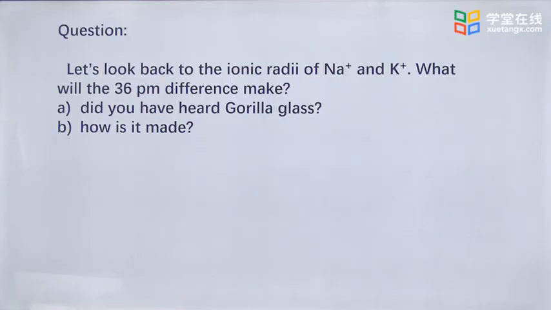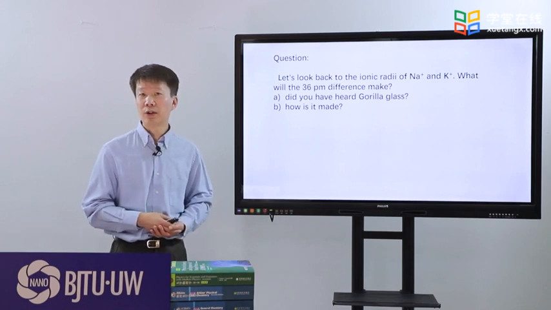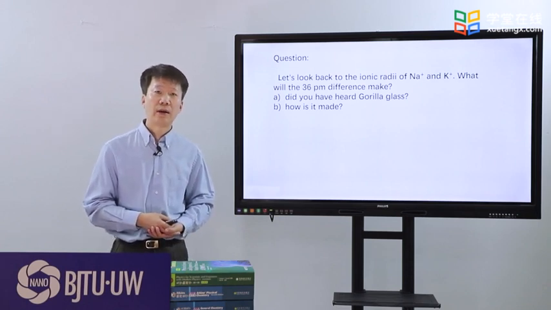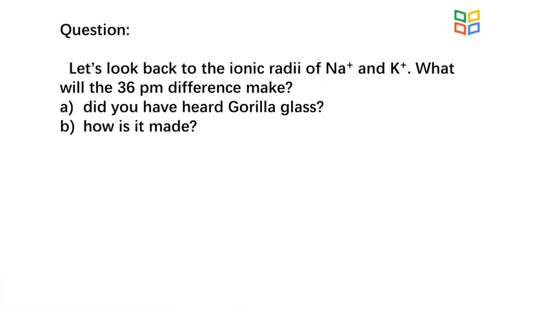Question. Let's look back at the ionic radii of the sodium ion and potassium ion. What will the 33 picometer difference make? Question A. Have you heard of Gorilla Glass? And B. How is it made? Gorilla Glass is a brand of toughened glass developed by Corning Corporation. It's well known for its use as a substrate for touch panel displays in mobile phones.